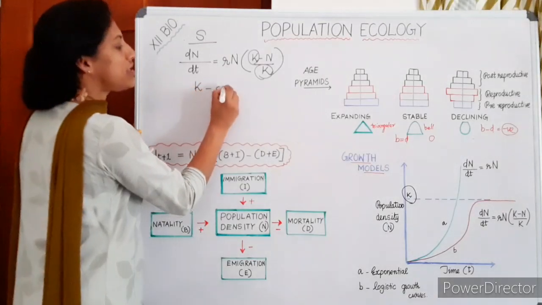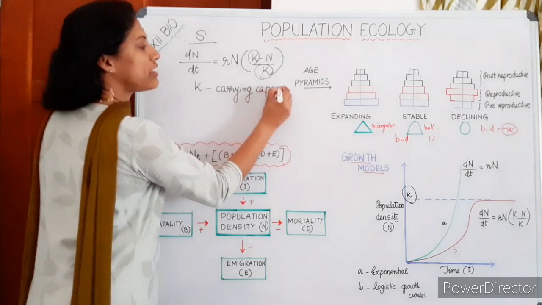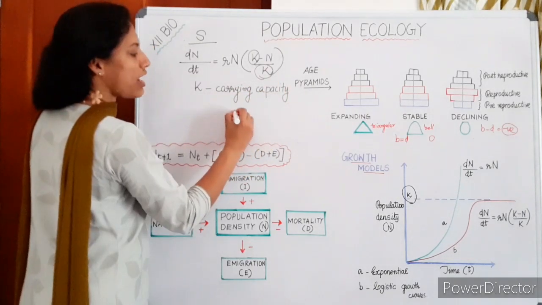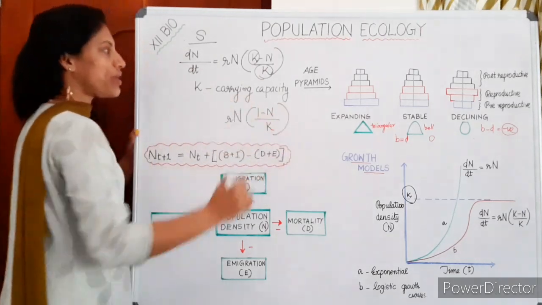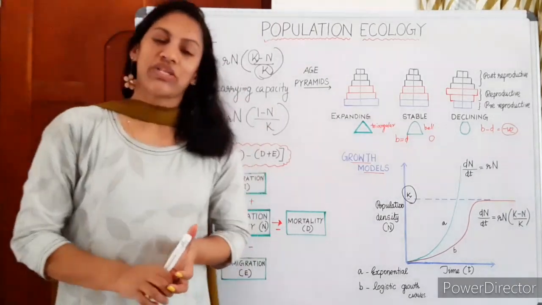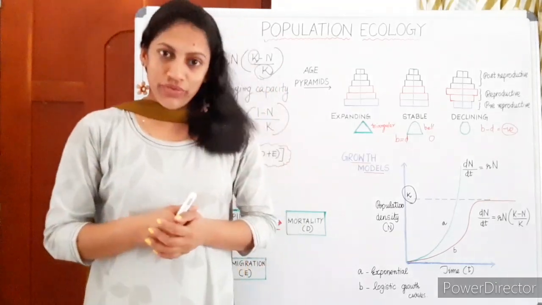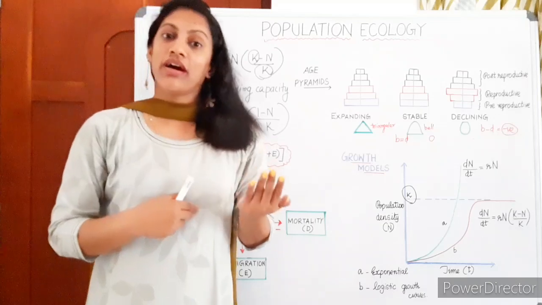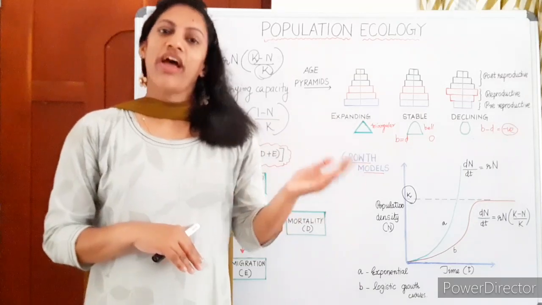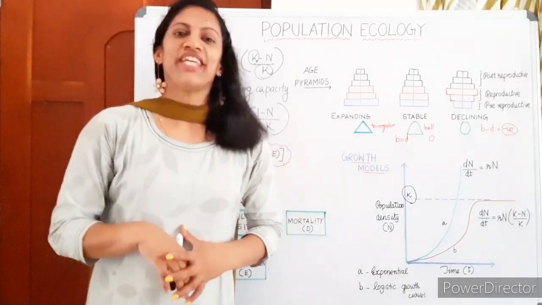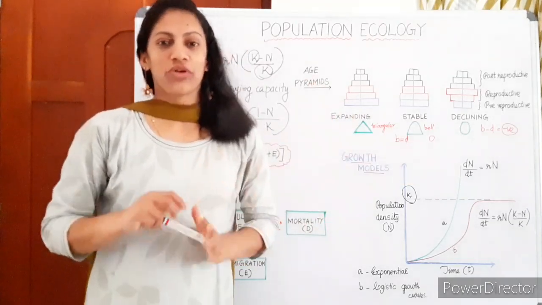So what is K? K is the carrying capacity of nature. Beyond that there is no increase. So it can also be written as rN into (1 minus N by K). So this is the equation for an S-shaped growth curve. Everybody must keep in mind the two equations: the equation for the J-shaped growth curve and also the S-shaped growth curve. dN by dt equals rN for the J-shaped growth curve, and dN by dt equals rN into the carrying capacity factor (K minus N) by K for the S-shaped growth curve.